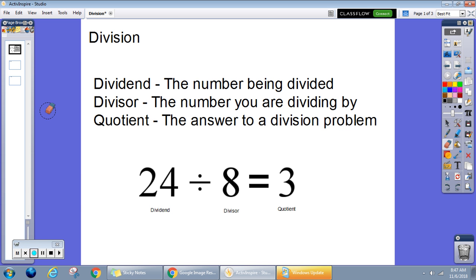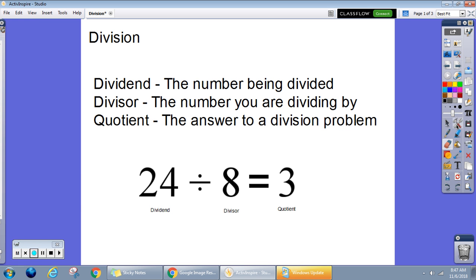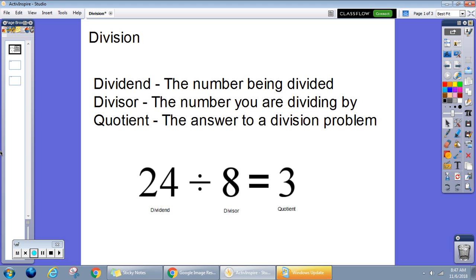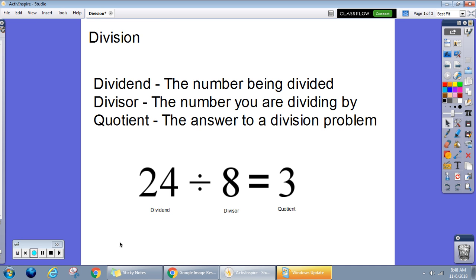Alright guys, let's start our division review video. First we have our dividend, which is the number you're dividing. The divisor is the number you're dividing by, and the quotient is the answer to a division problem. So like this example down here, 24 divided by 8 equals 3.